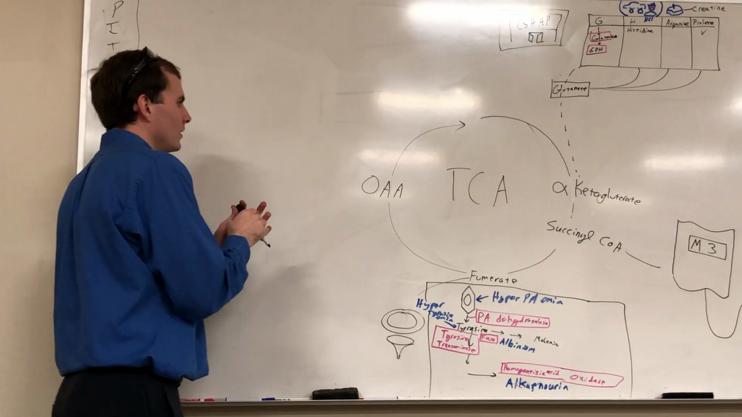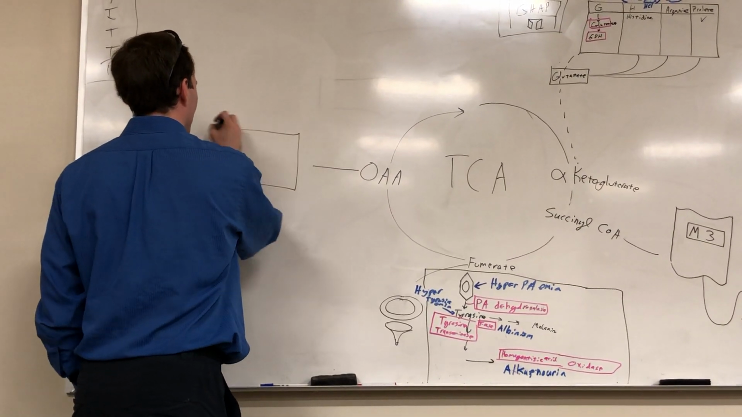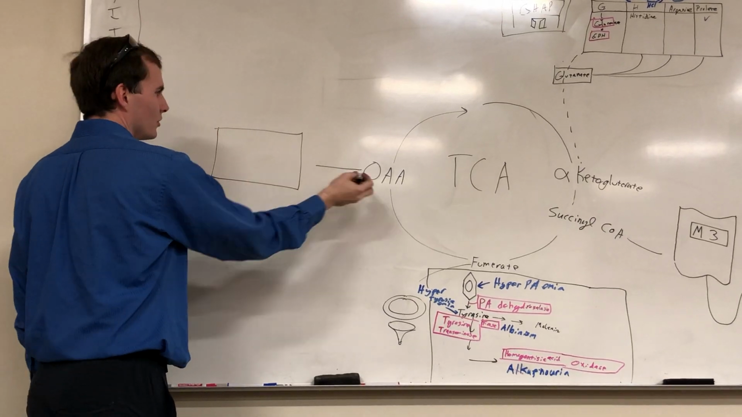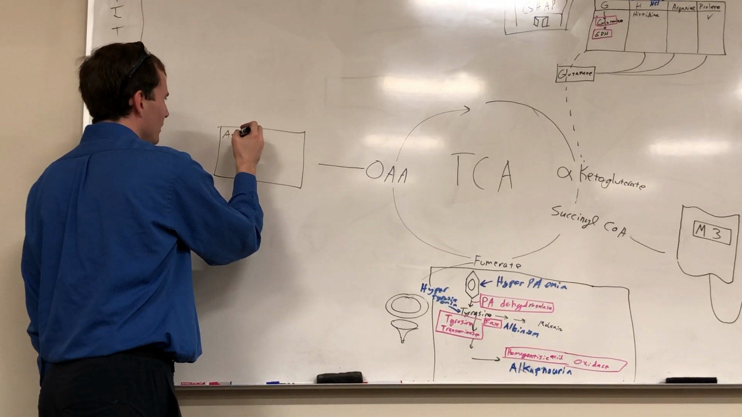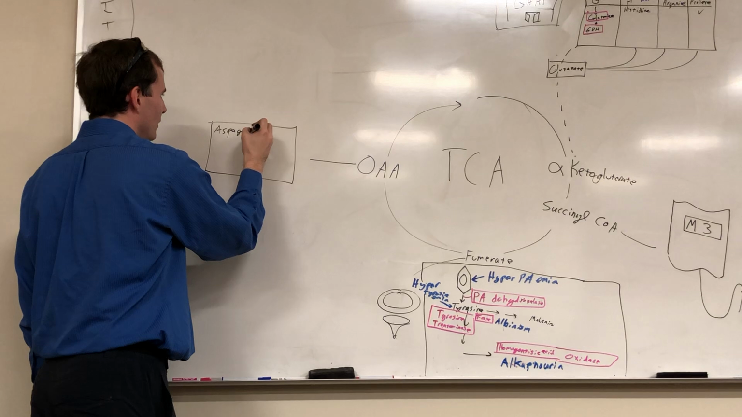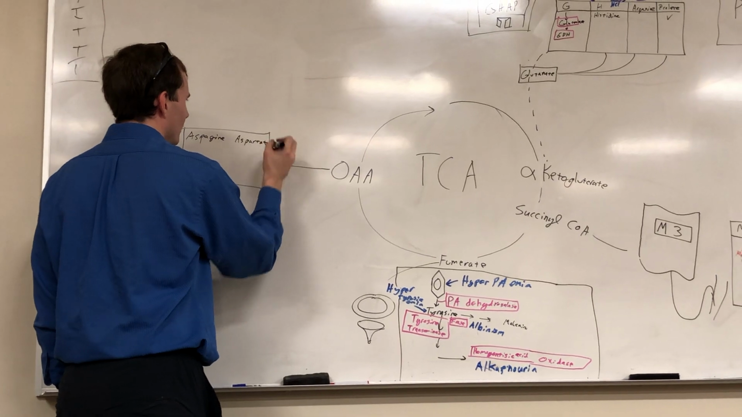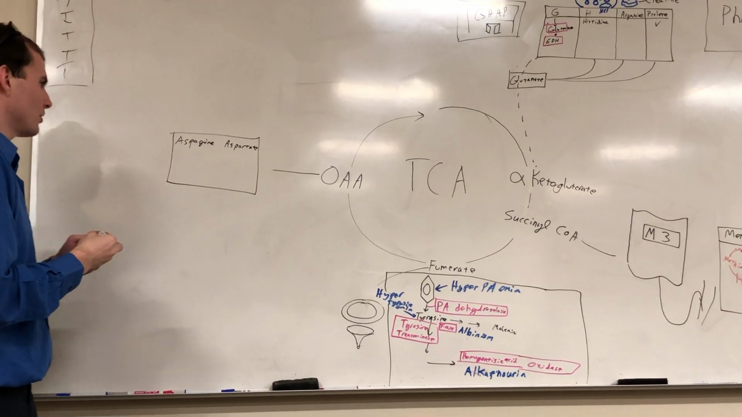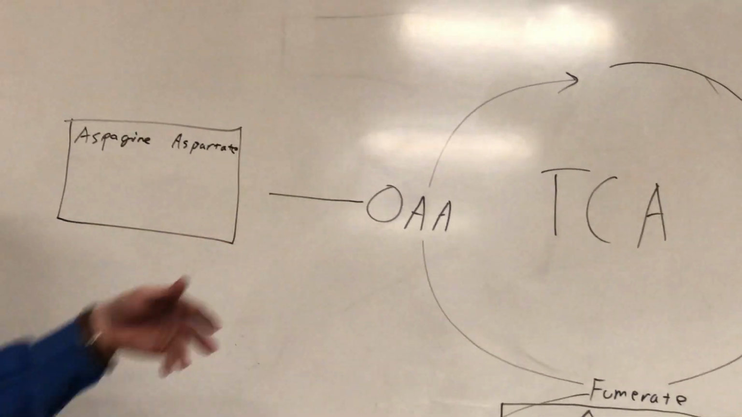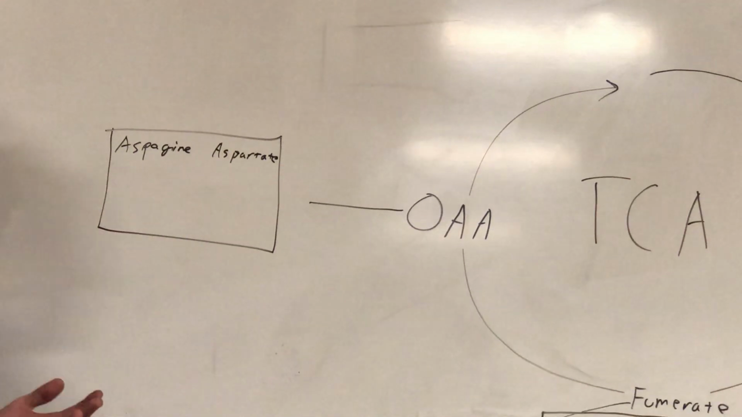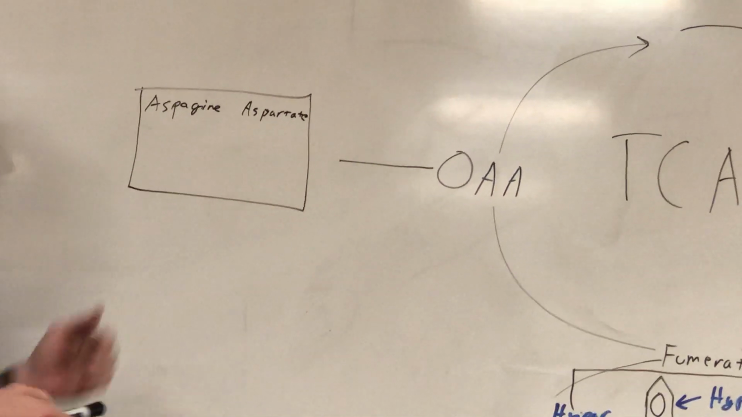Really quick, we'll hit oxaloacetate, which is the friendliest of all of them. Here we have asparagine and aspartate. These two are going to break down in very similar fashion to glutamine and glutamate, except they become oxaloacetate. Asparagine, like glutamine, is going to be broken down by asparaginase, kind of like glutaminase.